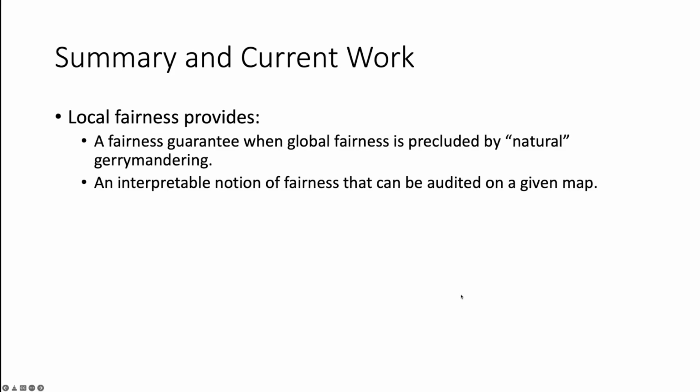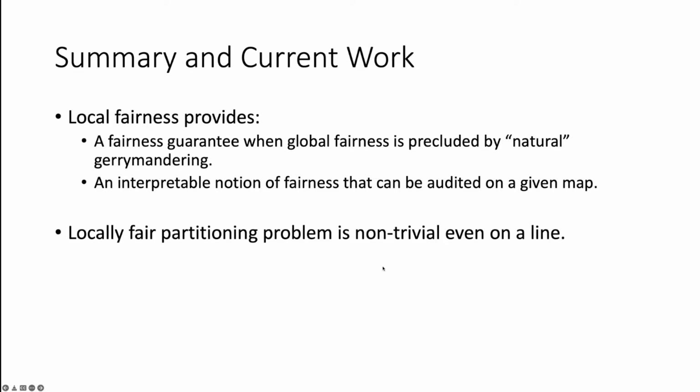Just to summarize, we introduced this new notion of local fairness to these partitioning or gerrymandering problems, and it provides a fairness guarantee when global fairness is precluded because of natural gerrymandering. It also provides an interpretable notion of fairness that you can audit on any given map. Given a map, you can ask, is there a deviating region or is there not? That gives you an interpretable, explainable way of saying whether the map is fair or not. It's one possible explainable way.